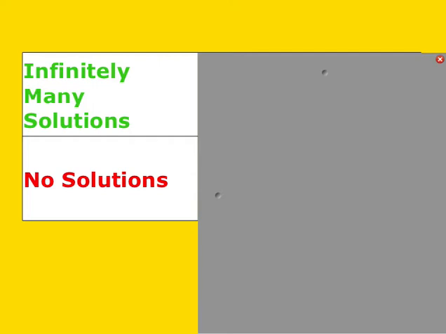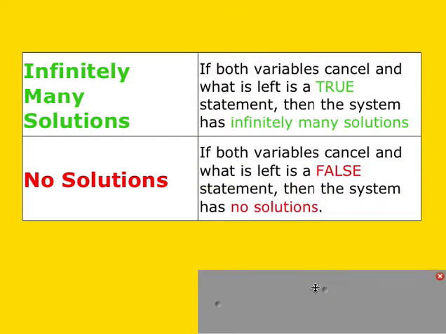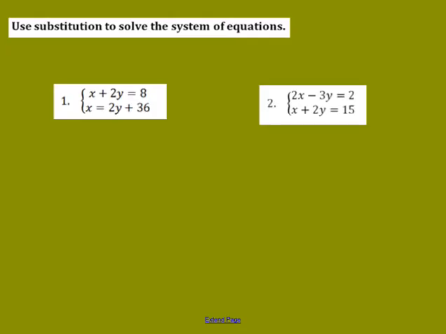Let's look at what types of solutions we can get. Sometimes when you're using substitution, you can get rid of both variables. The variables x and y cancel out, and you're left over with a true statement, meaning 6 is equal to 6, 3 is equal to 3, 2 is equal to 2, something like that. If what's left over is a true statement, then you have infinitely many solutions. Now, if the variables cancel and what's left is false, for example, 6 is equal to -2, 2 is equal to 4, anything like that, then the system is said to have no solutions. So let's go ahead and take a look at some of these examples.